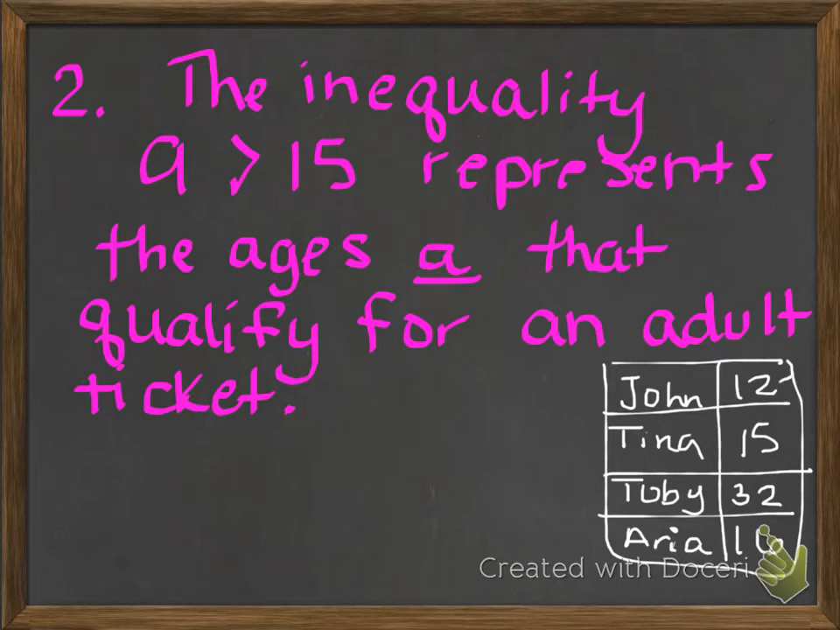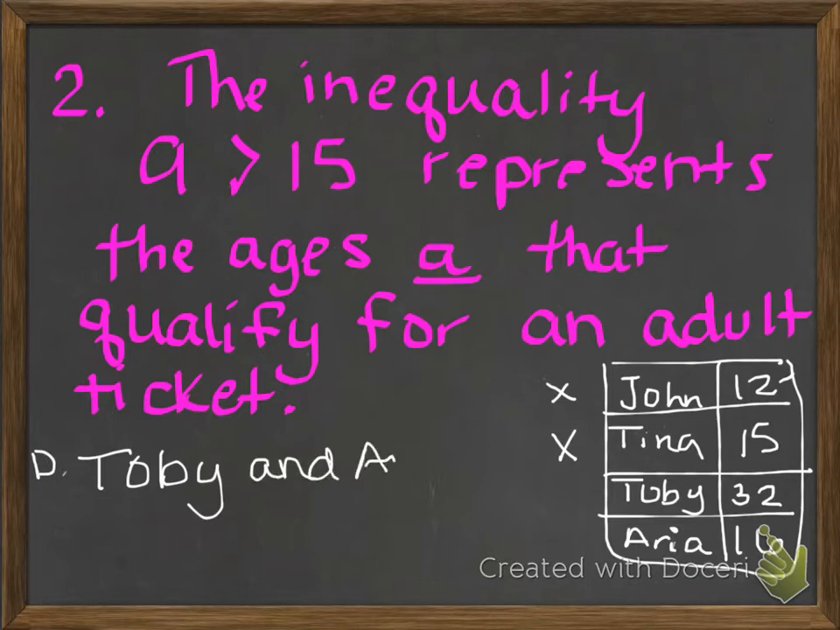Well, is 12 greater than 15? It's not. So John will not. I'm sorry, that's supposed to be an A. Is Tina greater than 15? You want to be careful with this one. This one's tricky because greater than 15 means it cannot be 15. So Tina is also not eligible for an adult ticket. Toby is 32. Is Toby greater than 15? Yes. So Toby would be 1. And then is Aria greater than 15? Yes. So Aria would be another. So your answer choice, let's say this one might be D, would be Toby and Aria. And then you would circle that.